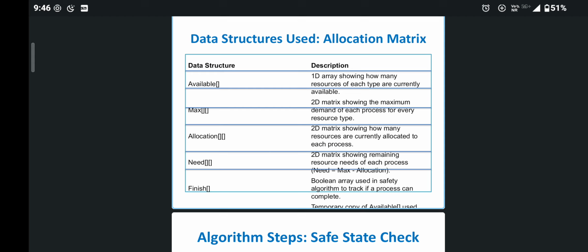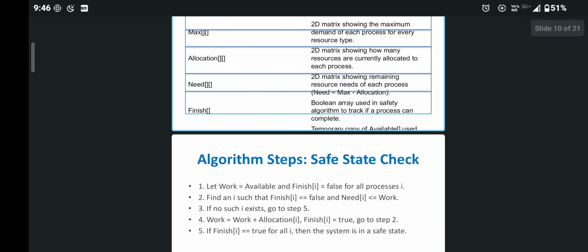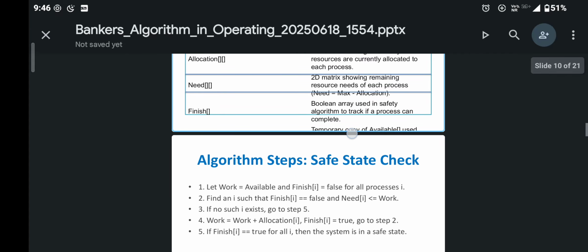And what is the need? Need is basically the maximum allocation minus allocation. What is finish? Finish is the Boolean data type in which true or false are stored. And there was one more, that is work, which is a temporary copy of available.